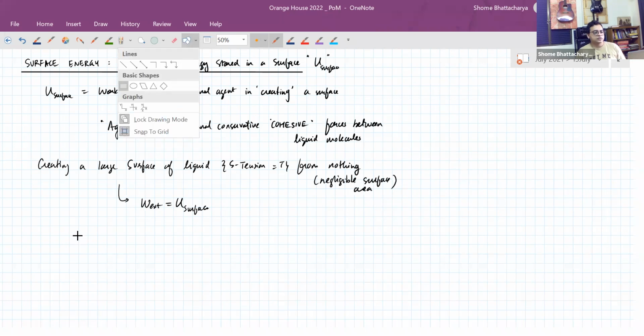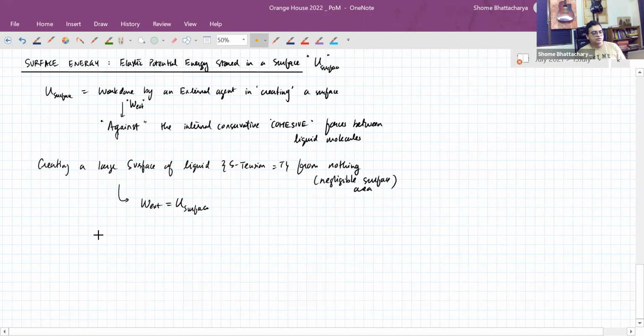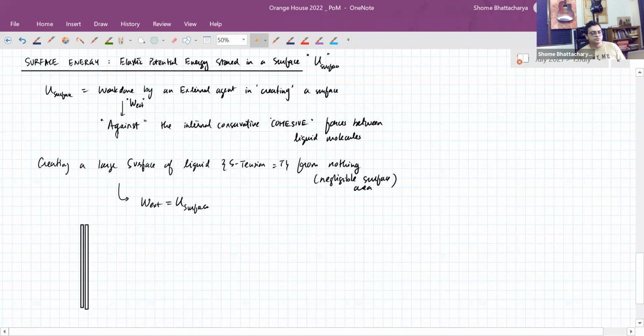So let's understand how this works. The simple way to visualize an experiment to do this would be, imagine you have something like two thin glass rods which are kept almost in contact, very close to each other.